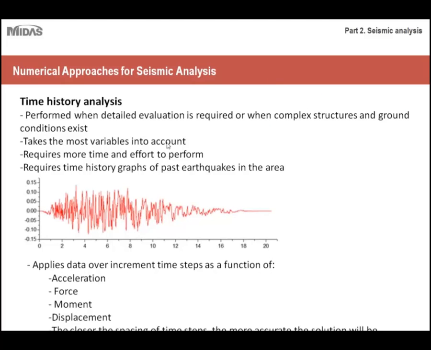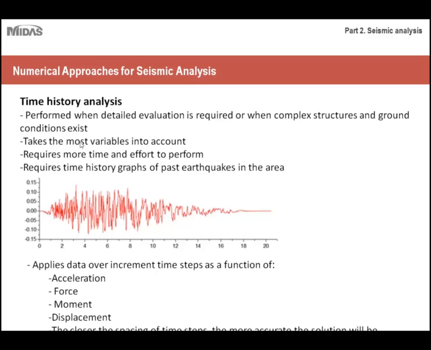Okay, so now let's talk about time history analysis. The main thing to remember about time history analysis is that it's higher-end seismic analysis, and it's performed when detailed evaluation is required or when a complex structure and ground conditions exist. I mentioned analysis that's done in California, Washington, Alaska, Hawaii. Most engineers that I'm acquainted with there typically deal in time history analysis for almost all of their projects, because of the high seismic region that they're in, and also for larger scale projects that are built there. Time history analysis is their only realistic way to design for the seismic loading that takes place there.